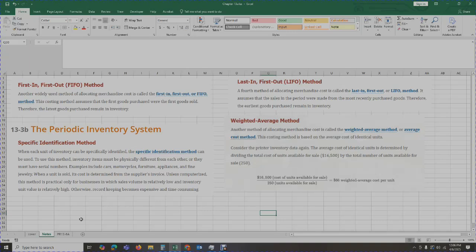And the weighted average method is a method that is based on the average cost of identical units. The key here is that the units need to be identical. It needs to be the same product. Now for this one, it's a formula. We're going to get the cost of the units available for sale divided by the units available for sale to give us our weighted average cost per unit. Okay, we're going to be practicing the calculation of all 4 inventory valuation methods in the next example.